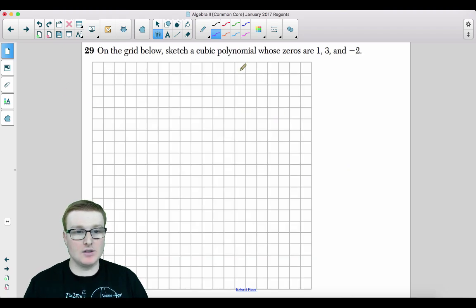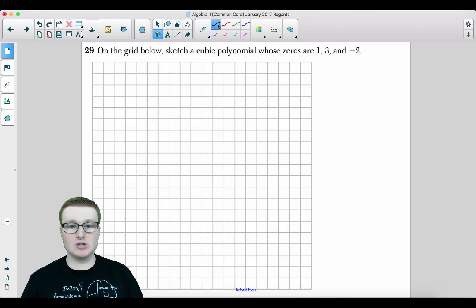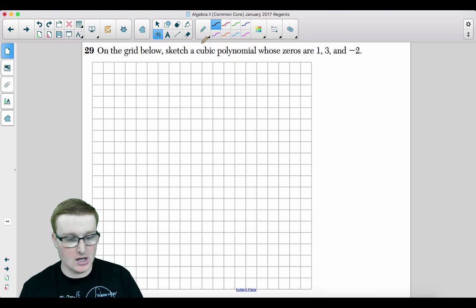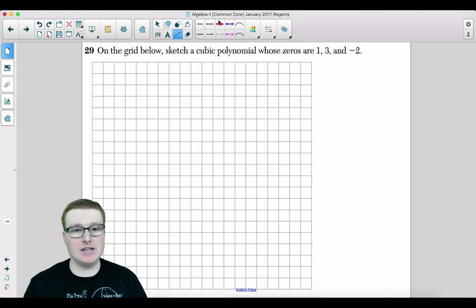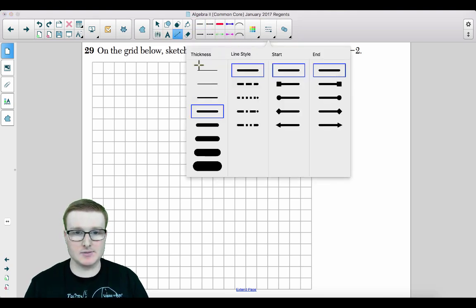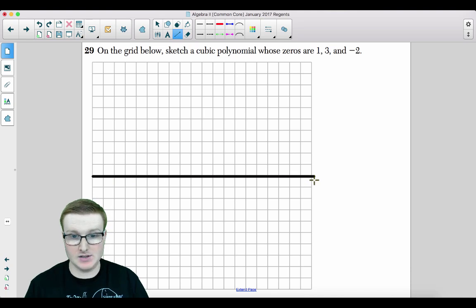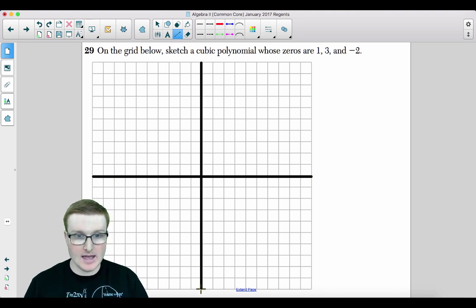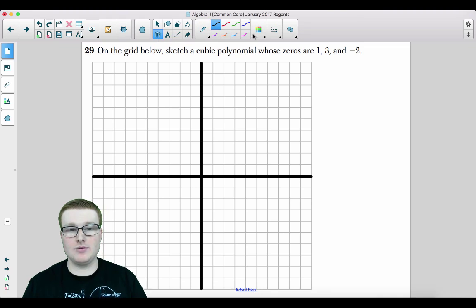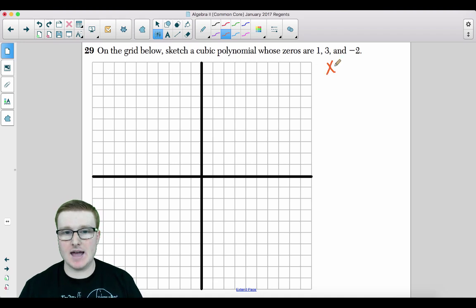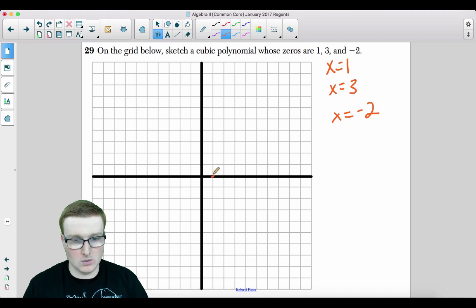Moving on to number 29. On the grid below, sketch a cubic polynomial whose zeros are 1, 3, and -2. So, yeah, all you're doing is you're drawing yourself an x and y axis. X-axis, y-axis. And if the zeros are 1, 3, and -2, well, that just means x equals 1, x equals 3, and x equals -2. So go ahead and graph it. 1, 3, -2, and this is a cubic function.